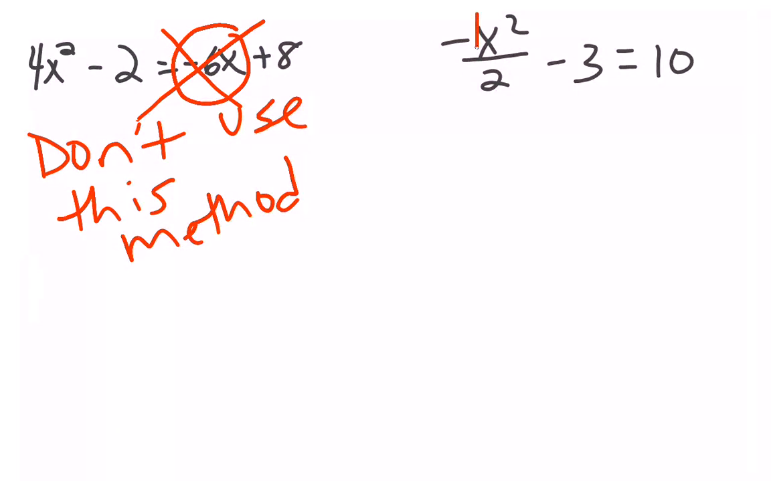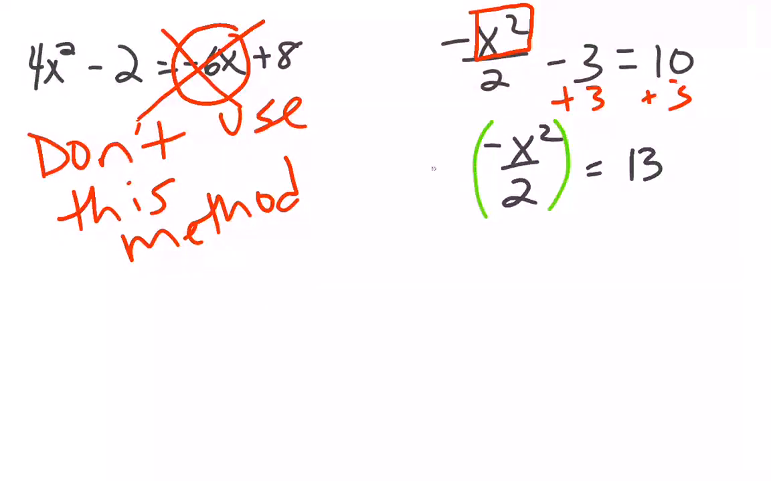The next one has an OMG fraction too, but the whole side is not a fraction, so what I need to do first is actually move this 3. Don't bother the fraction unless it's the whole side. You with me? Now the fraction's the whole side, so I'm going to multiply by 2. And I'm actually going to multiply by negative 2 to go ahead and get that out of my way.